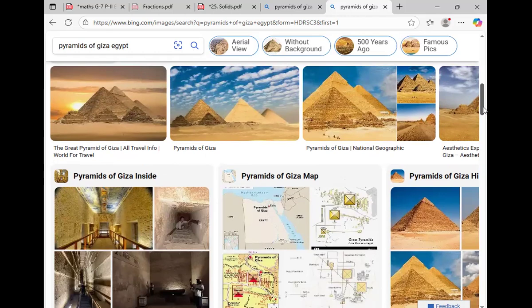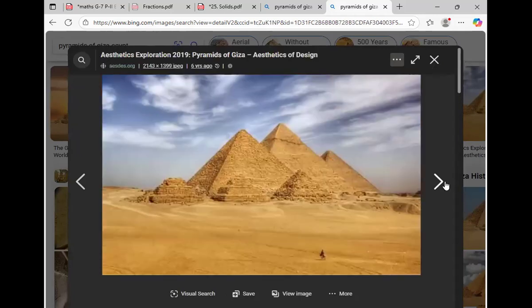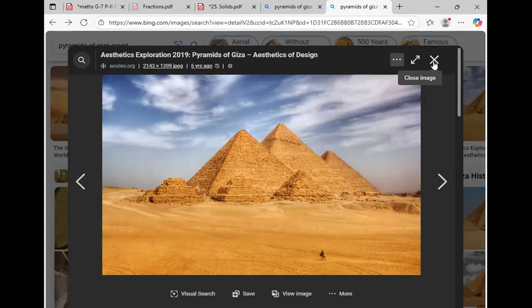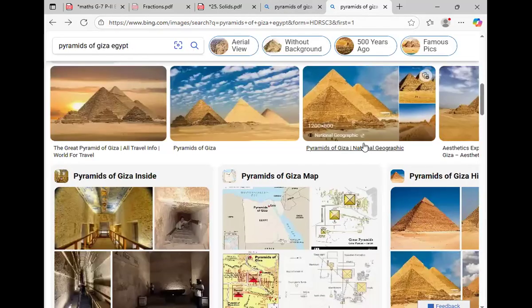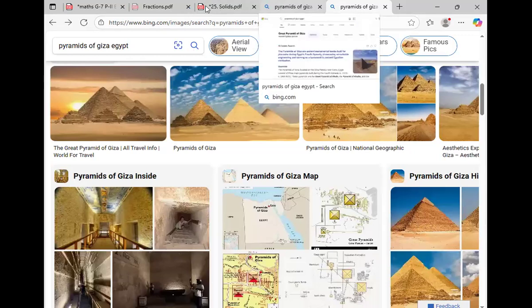Actually, it is a question that the scientists have to figure out, how these pyramids were created thousands of years ago. These are called the Great Pyramids of Giza. So that is a real life example for this solid.